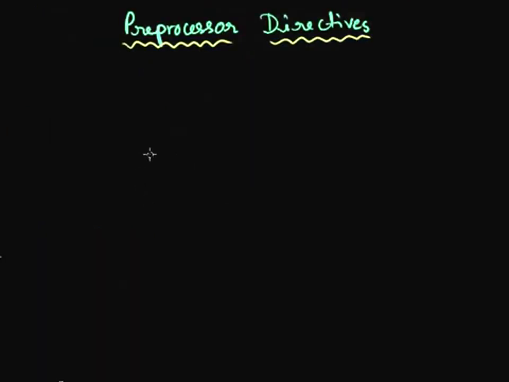Let us now jump to another important topic, preprocessor directives. Now preprocessor directive: preprocessor, as the name suggests, is processing beforehand, before processing, that is preprocessor, and directive is nothing but a command. Now we have been using a preprocessor directive since we wrote our first program. We have been using this directive, #include.